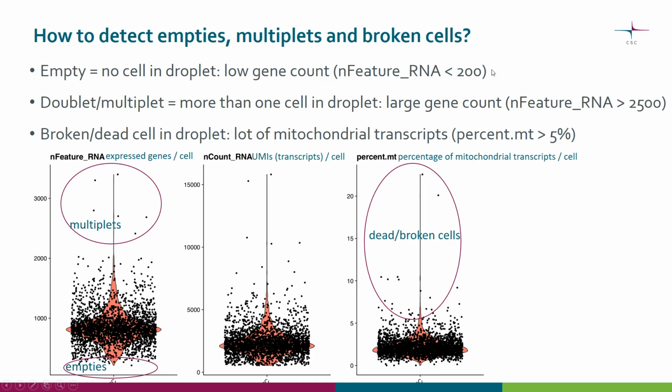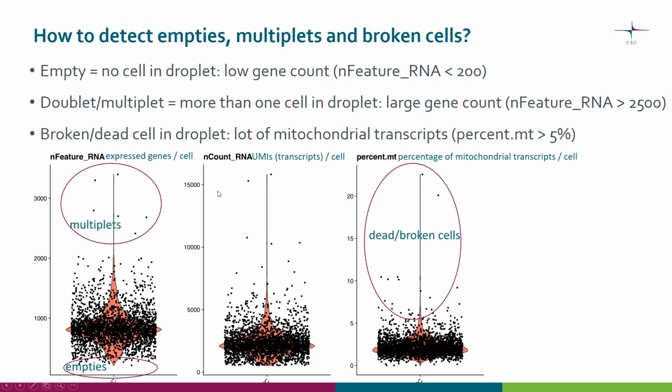And the default threshold that is often used is 200. So here we have violin plots. Every black dot here is a cell. And here we have the number of expressed genes that we detected per cell. You can see that the majority of cells are sitting just a bit below 1000, but then there are some cells which have a very low number of expressed genes, and these are the potential empties.